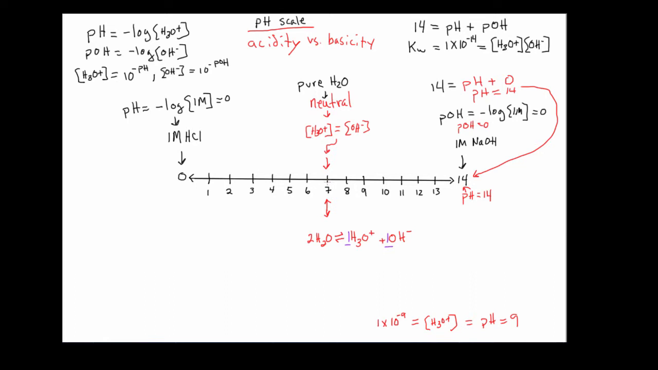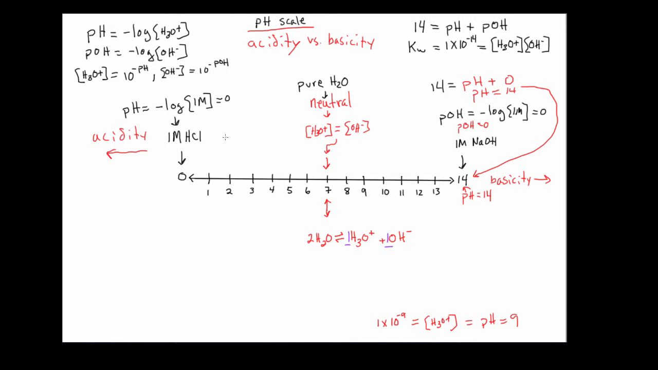So as we go from 7 towards 0, acidity is increasing. All right, so I'm going to put it over here. So acidity is increasing going in this direction, and the basicity is increasing going in this direction along the scale. Now, here's what I mean by that.